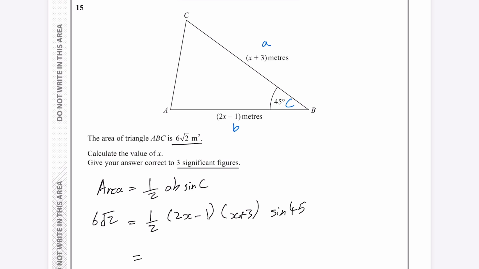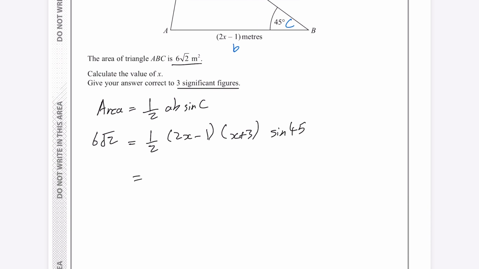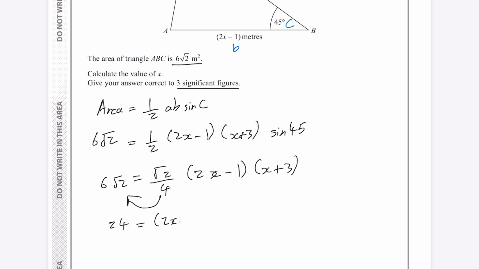So the first thing I can do here is sine 45 times a half on my calculator, and that gives me root 2 over 4. That's without even expanding these brackets, and that's times x plus 3, equals 6 root 2. I can now move this over, so I can times each side by 4 over root 2, and that becomes nicely 24, 2x minus 1 and x plus 3.